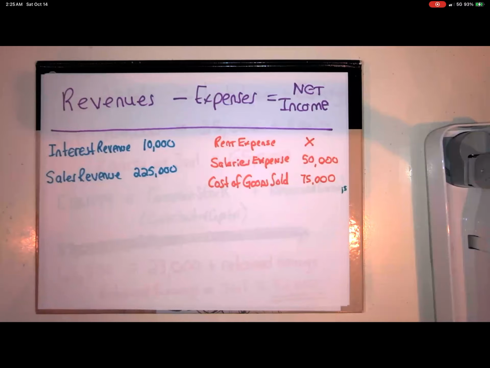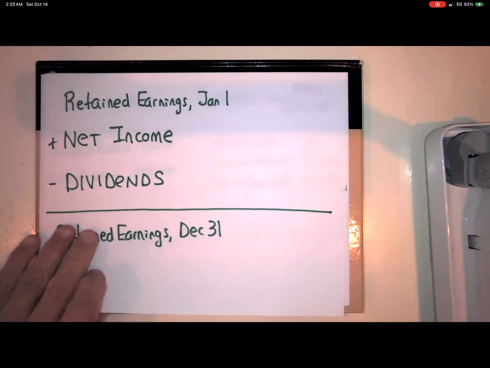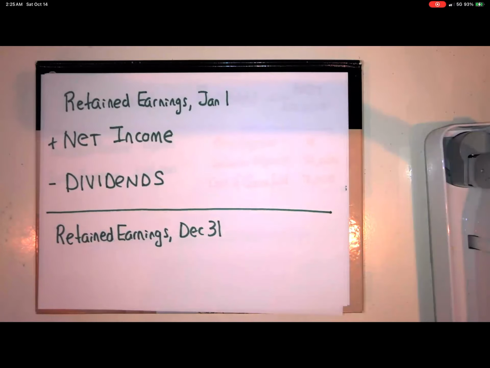Anybody else want to give it a shot? Matthew Morton, I think your microphone just turned on. What do you think? Could we use the beginning retained earnings plus net income minus dividends equals ending retained earnings? Let's try that, Matthew. Let's see where this gets us. Can you tell me what was the beginning retained earnings equal to? The $42,000 we just solved for.